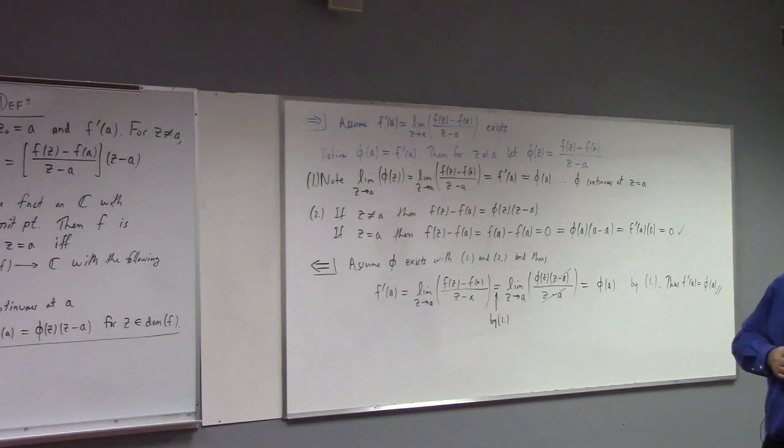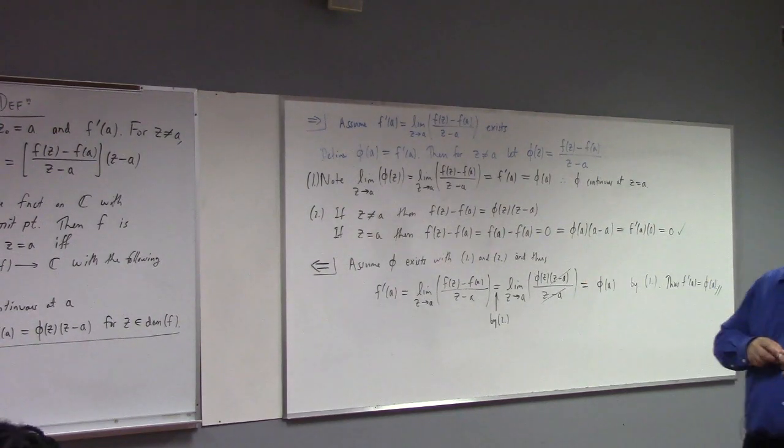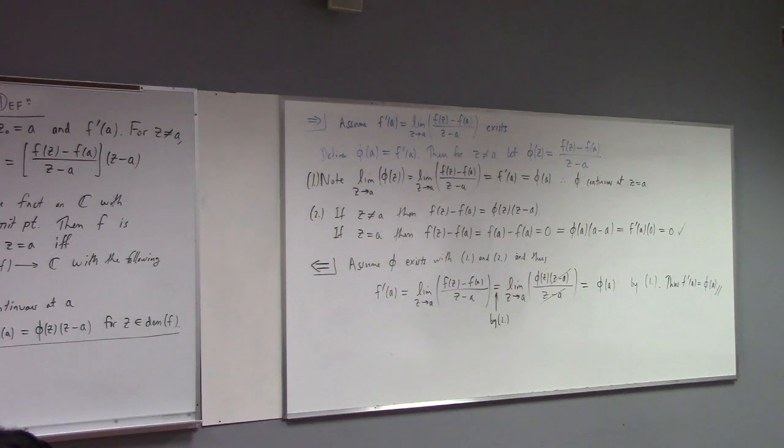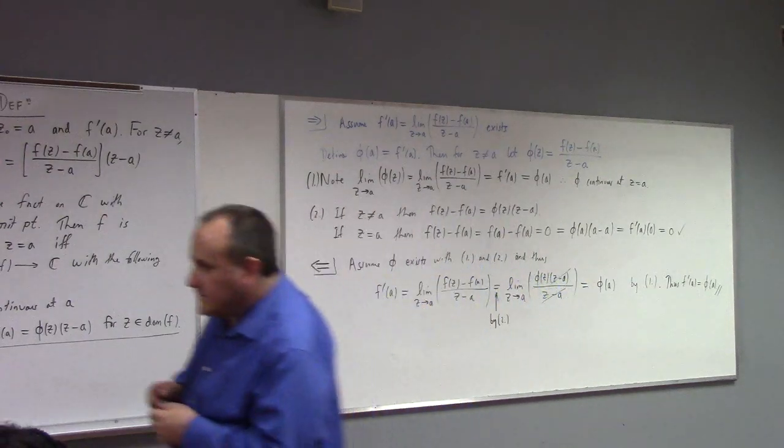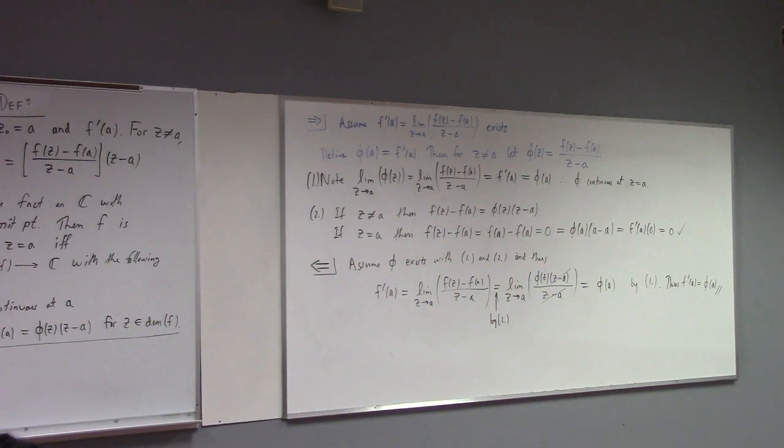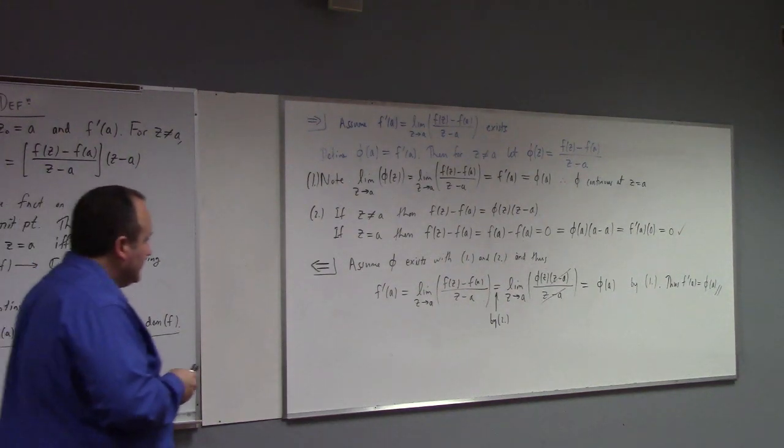Some people who are more fussy than me won't even write f prime of a in this instance. But I'm not that person. Although I was that person over in example 2. If you study it carefully, you'll notice that I did not write f prime of z naught here because I was doing that thing over there. But I don't want to put that on you.